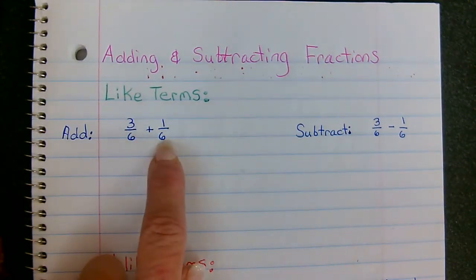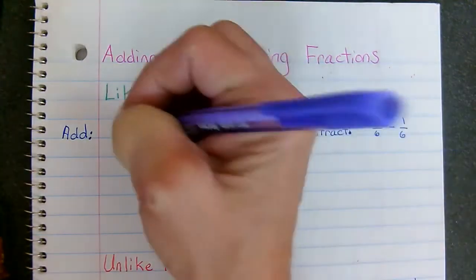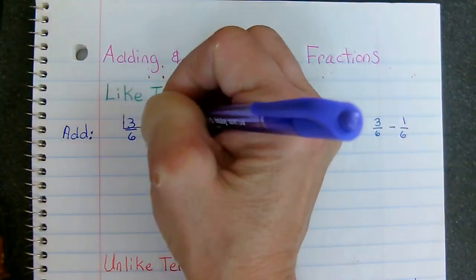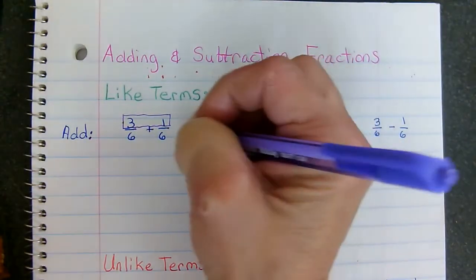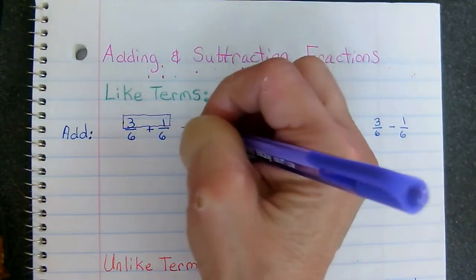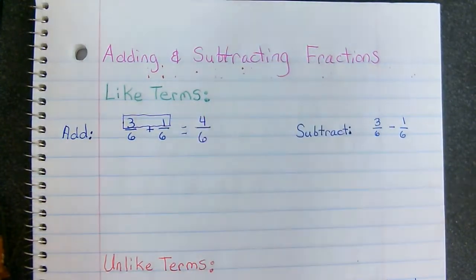Because the two 6's on the bottom are the denominators and they have the same number or digit, they're called like terms. When we add, we are going to add these two numbers together and we're going to bring down the 6 below it. So 3 plus 1 is 4, and below that we have 6.